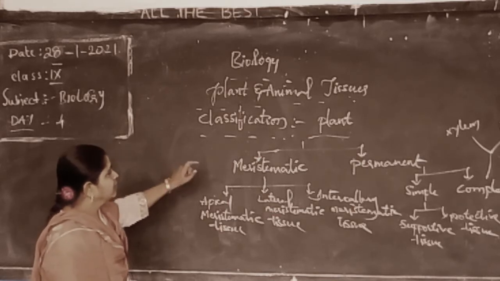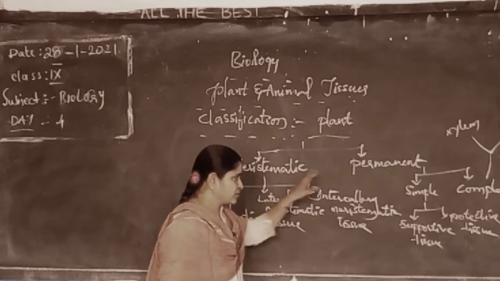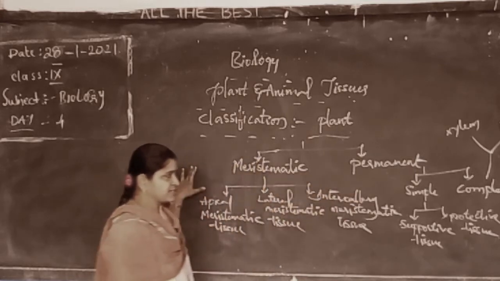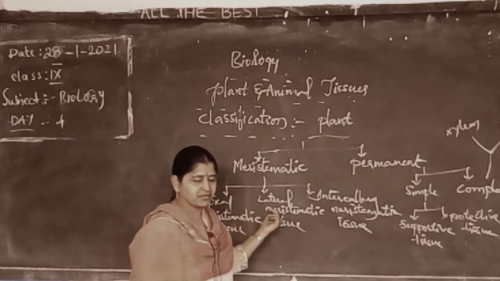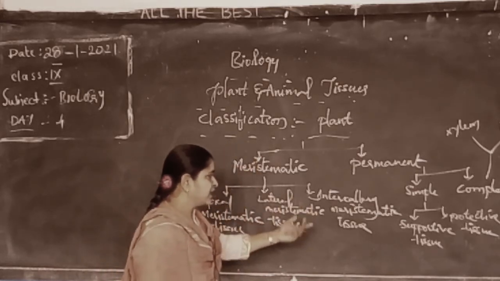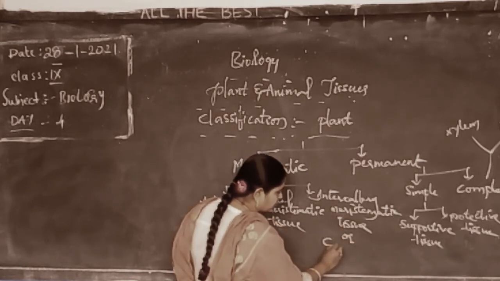Normally, plant tissue is broadly divided into two types: meristematic tissue and permanent tissue. Again, this meristematic tissue is divided into three categories, that is apical meristematic tissue, lateral meristematic tissue, and intercalary meristematic tissue. And this intercalary meristematic tissue is also called cambium.